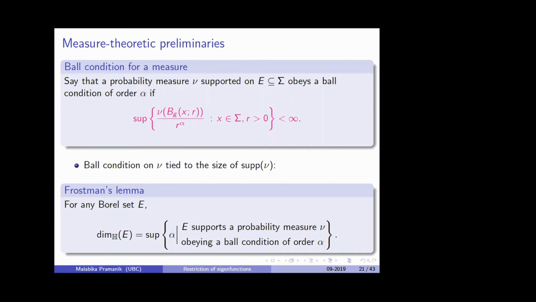It is therefore not a surprise that the Borel condition is intimately related to the Hausdorff dimension of a set. This connection is made precise in a classical result in geometric measure theory called Frostman's lemma. The lemma states that the Hausdorff dimension of any Borel set E is the supremum over all numbers alpha such that E supports a probability measure nu which obeys a Borel condition of order alpha.